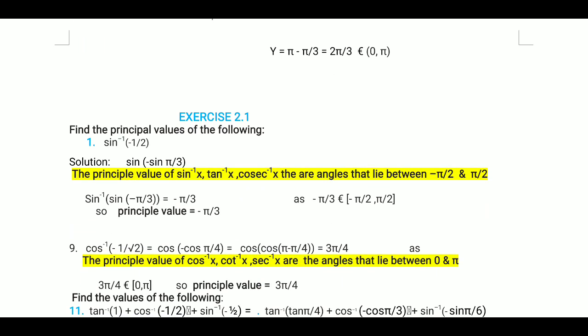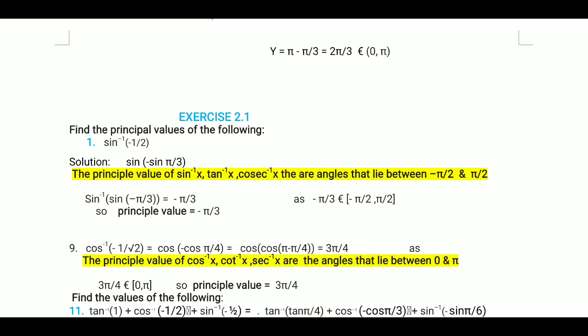Now I am taking some exercise questions. Find the principal value of the following. First, sine inverse of minus half. Solution: half is the value of sine pi by 6. And we know that the principal value branch of sine inverse, tan inverse, cosec inverse are the angles that lie between minus pi by 2 to pi by 2. The principal value branch is the closed interval minus pi by 2 to pi by 2.